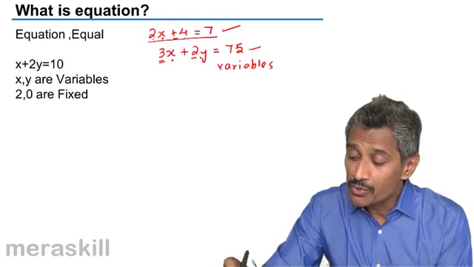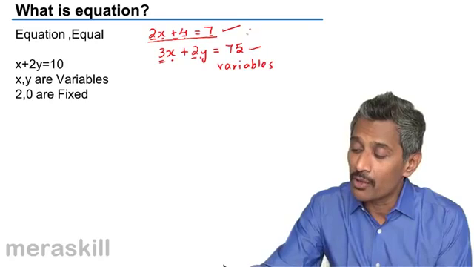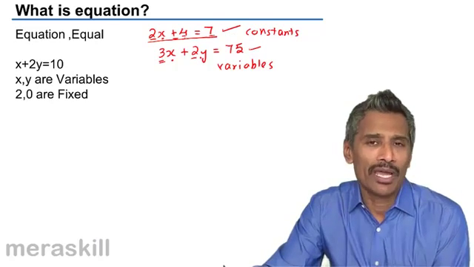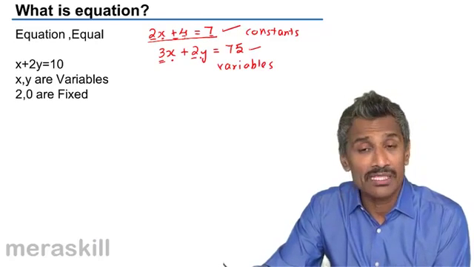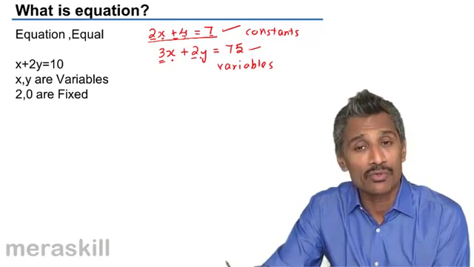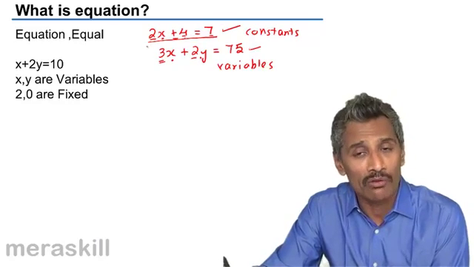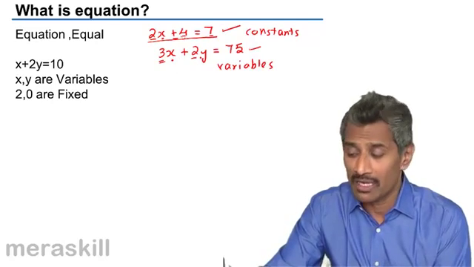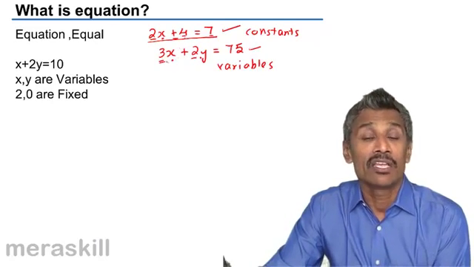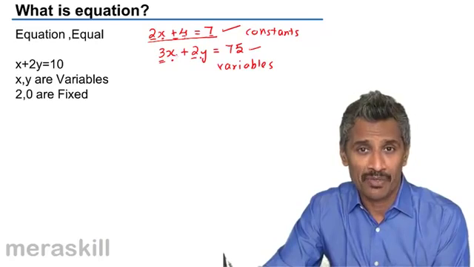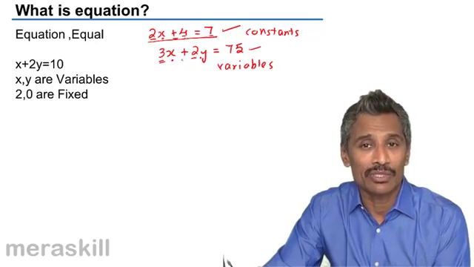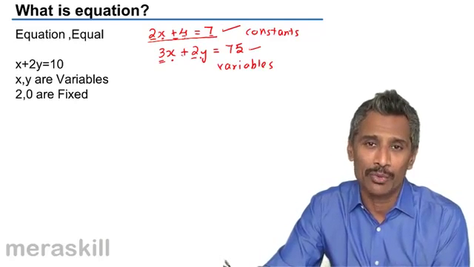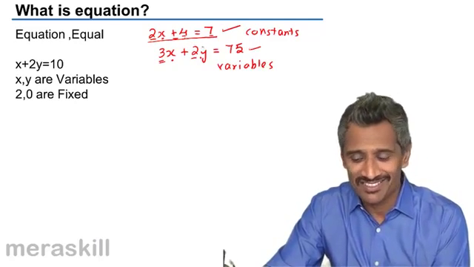But 3, 2, 2, 4, 7, they are all called constants. They are called constants because in whichever situation, the value of 7 is going to remain 7. The value of 4 is going to remain 4. The value of 2 will always be 2. So these are constants and these are variables. Our attempt while solving an equation is to find the value of the variable which satisfies that particular equation. So our solution in simple words means the value of that variable which satisfies that particular equation.